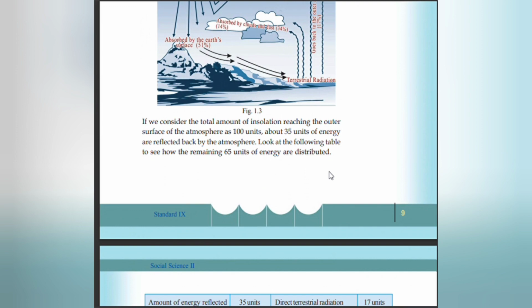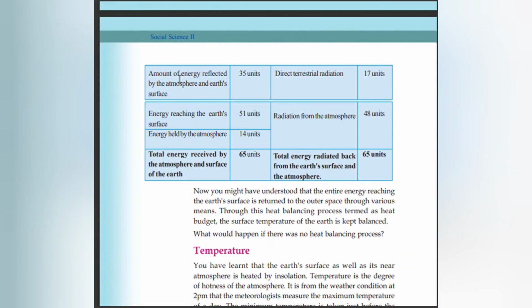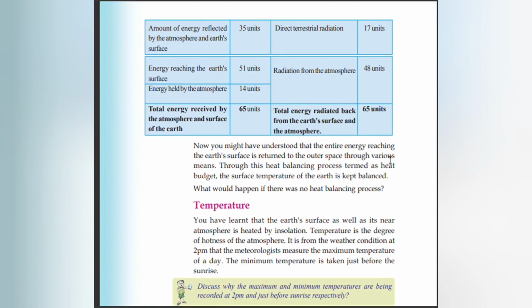Look at the following table to see how the remaining 65 units of energy are distributed. Amount of energy reflected by the atmosphere and Earth's surface, 35 units. Direct terrestrial radiation, 17 units. Energy reaching the Earth's surface, 51 units. Energy held by the atmosphere, 14 units. So the total energy received by the atmosphere and surface of the Earth is 65 units. Radiation from the atmosphere, 48; direct terrestrial radiation, 17. So the total energy radiated back from the Earth's surface and atmosphere is 65 units.